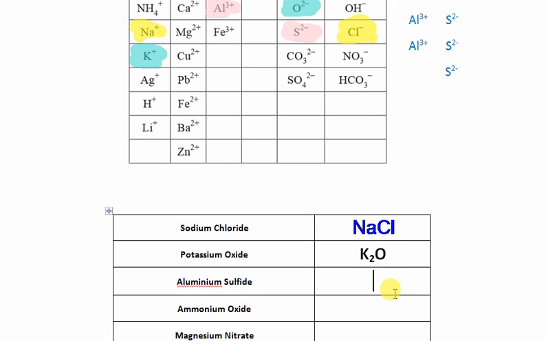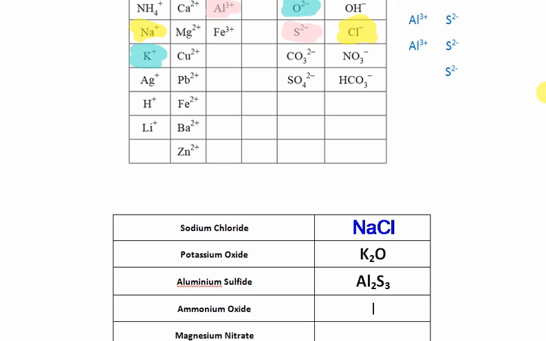So our final formula here is going to be Al2S3. Alright, so the final formula will look like this: 2 aluminiums and 3 sulfurs. No pluses or minuses on there anymore because they've all balanced out. We've got 6 plus total charge on this and 6 minus total charge on the sulfurs.